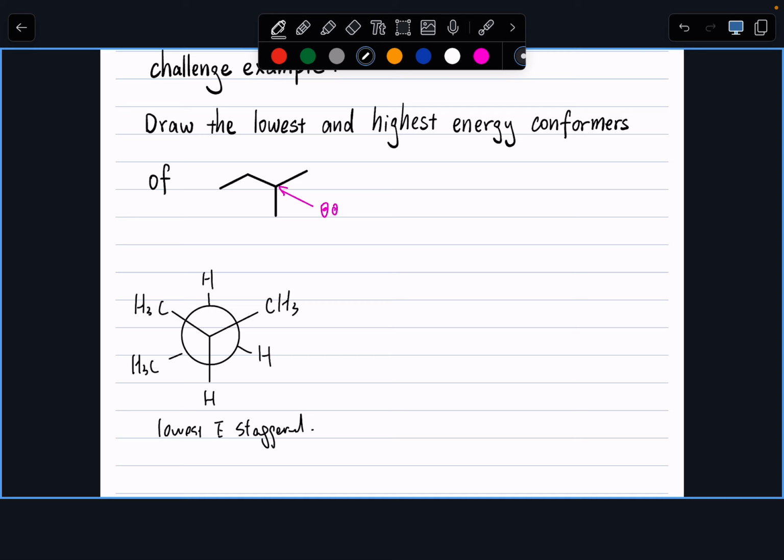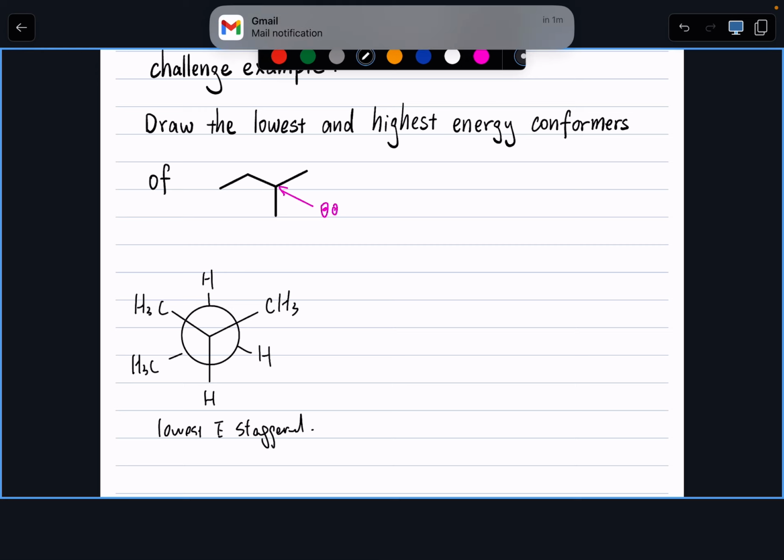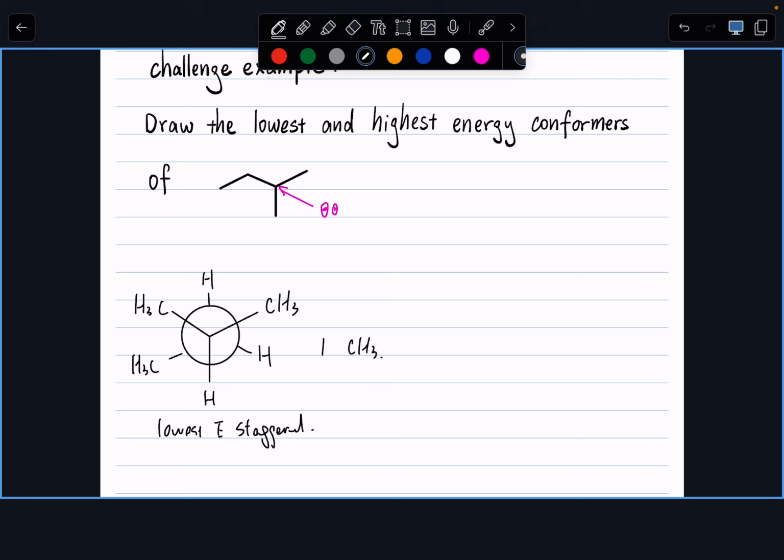Yes? It doesn't matter which side you have. No, it doesn't matter. I mean, it's the same, right, if I draw it here. And on the potential energy surface, it'll have the same energy. In both cases, if you count it, you can say, okay, we have one CH3 gauche, two CH3, and that's it.